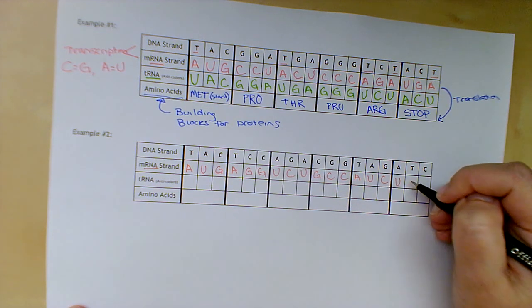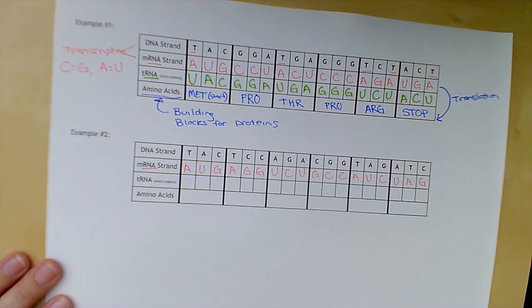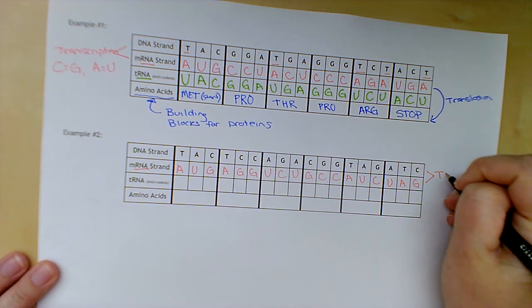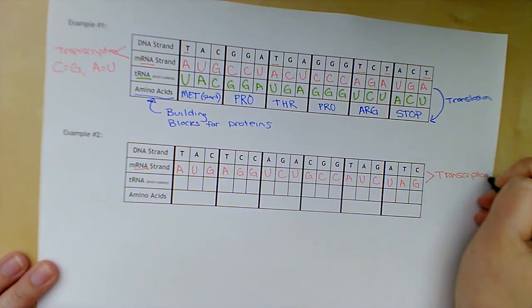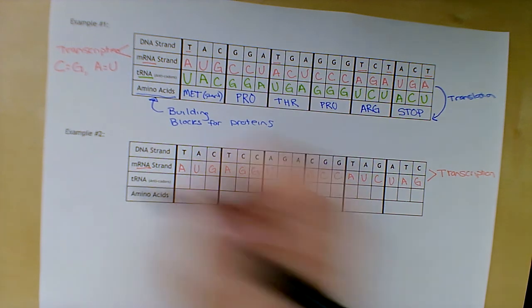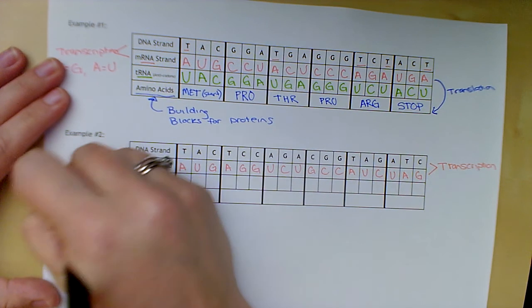Okay, so I did transcription. So again, going from DNA to RNA is transcription. Now, again, I like to go from mRNA right to my amino acids so I don't write the wrong thing down. So I'm going to do that again. mRNA to your amino acids, which link together to create your proteins. This is translation.